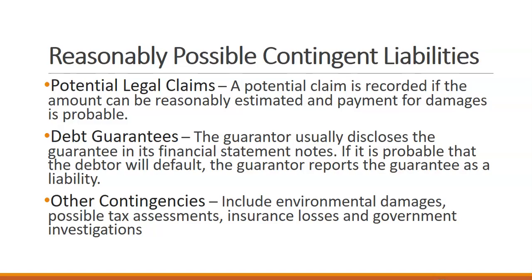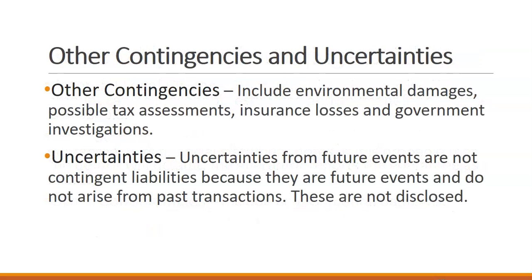However, once the derecho occurs and we have a financial estimate of what that loss is going to look like, but we're not 100% certain, we could record that as an estimate for a contingency. Other things, we already talked about some of the other things, and then uncertainties. So uncertainties from future events are not contingent liabilities because they're future unknown events.